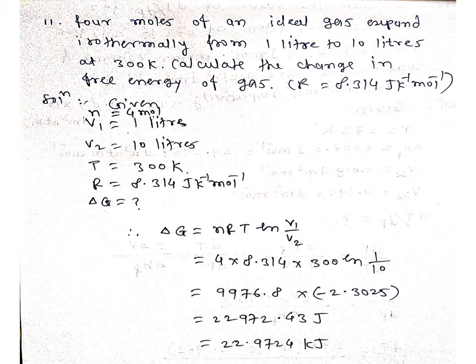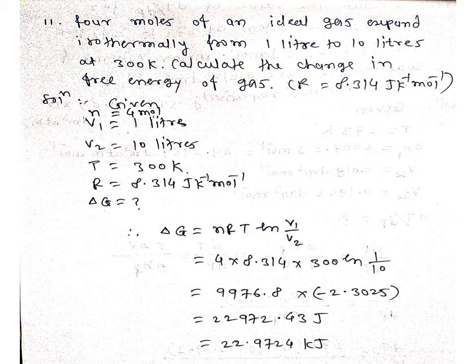Solution. Given n is equal to 4 moles, V1 is equal to 1 liter, V2 is equal to 10 liters, T is equal to 300 Kelvin, R is equal to 8.314 joules per Kelvin per mole. We have to calculate the delta G, that is delta G is equal to nRT ln V1 upon V2. Put the value of n, R, T and V1 and V2 and solve this for the delta G.